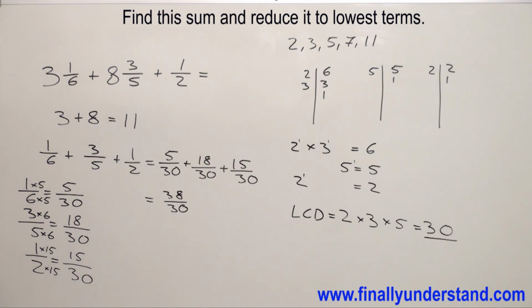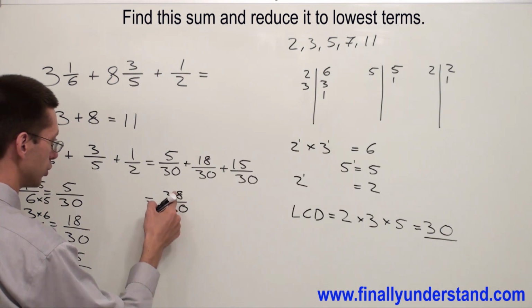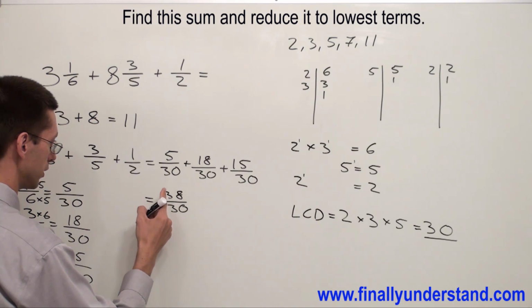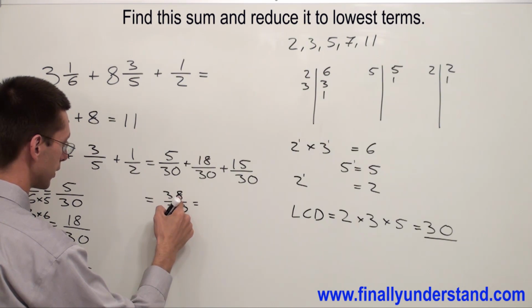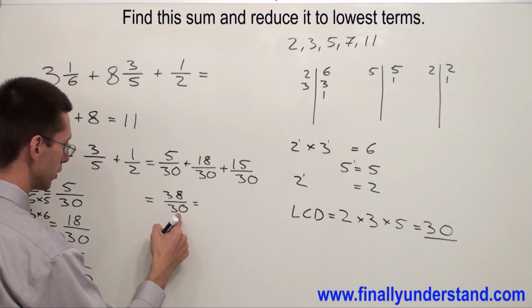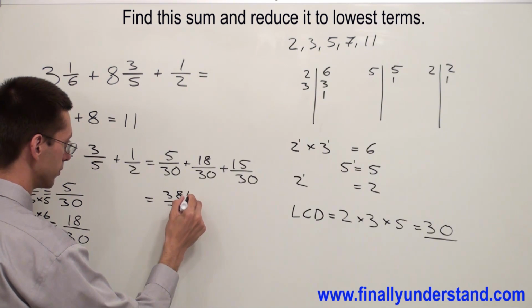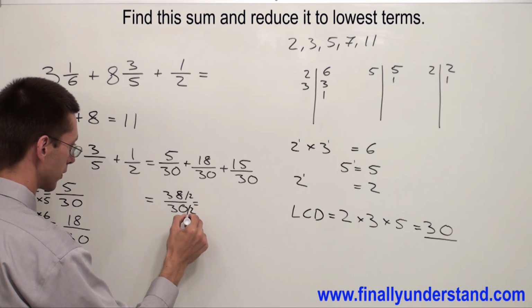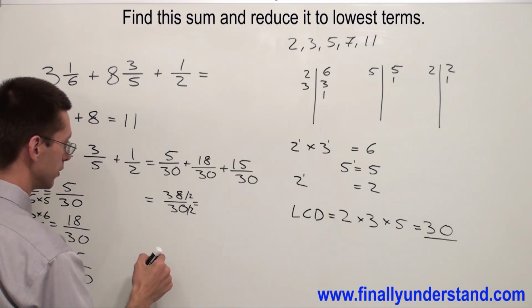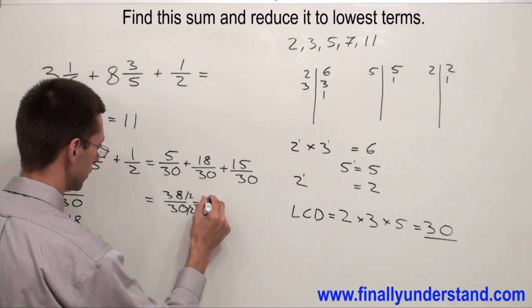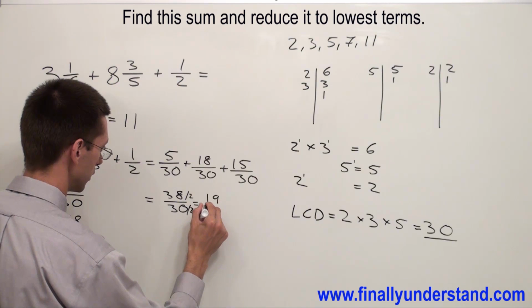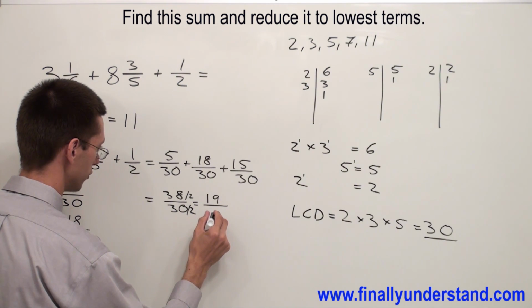Now, before we convert this fraction into the mixed number, check if we can reduce the numerator and the denominator. Now 38 and 30, both of them are divisible by 2. Okay, 38 divided by 2 is simply 19 over 15.